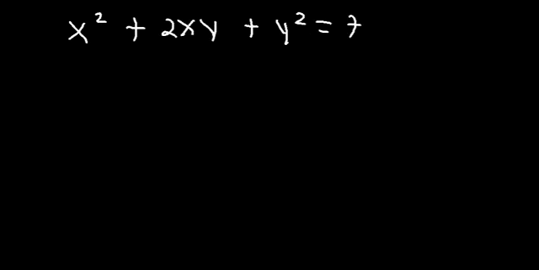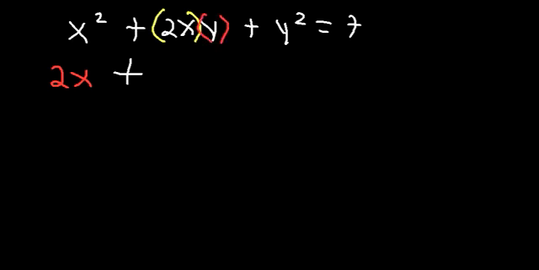Let's try another example. So let's say if we wish to find the derivative of x squared plus 2xy plus y squared is equal to 7. The derivative of x squared is just 2x. And the derivative of 2xy, well, we have to use the product rule because we have two different variables. So this is going to be the first part, and this is going to be the second part.